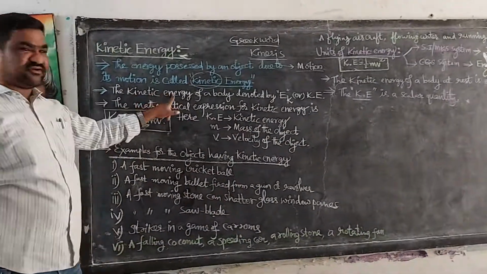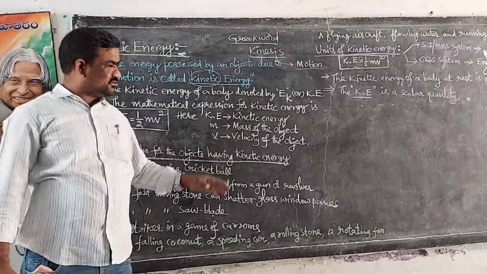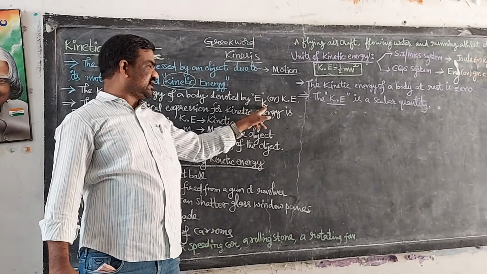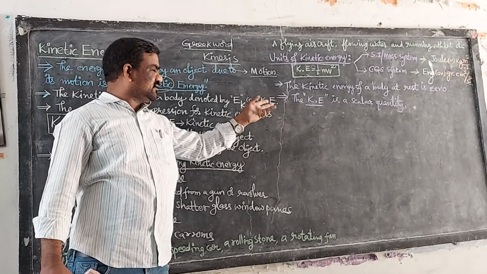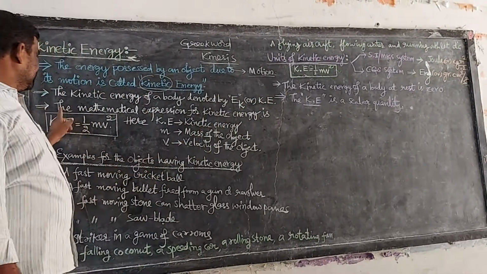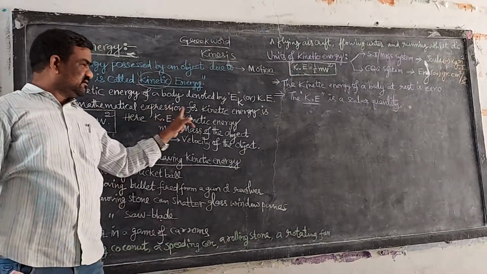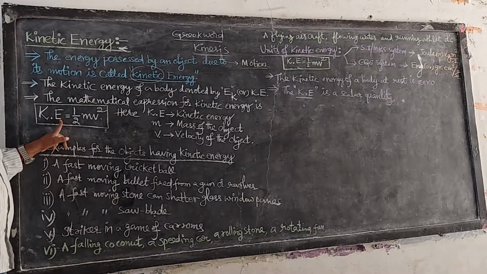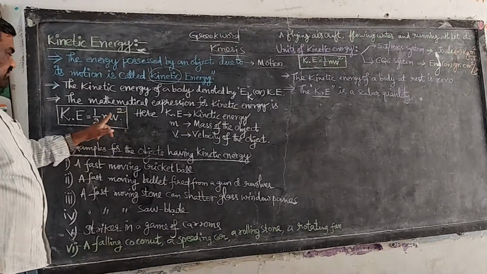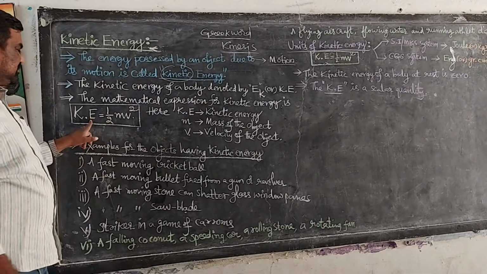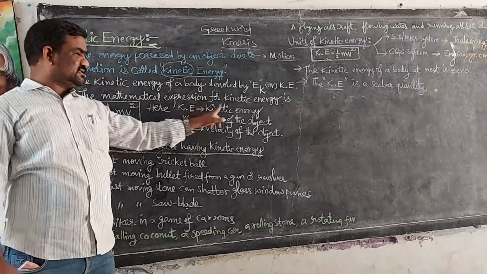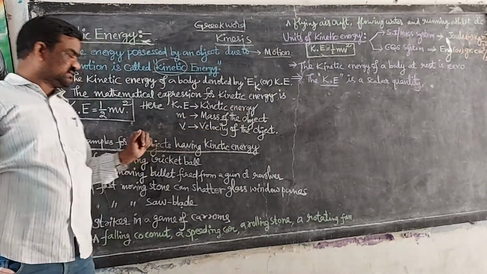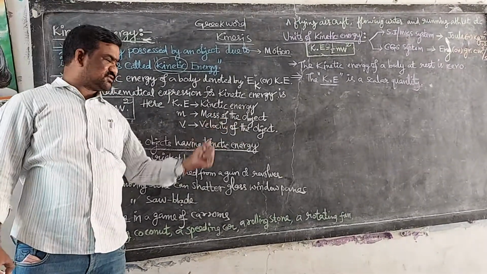The kinetic energy of a body is denoted by EK or KE. EK means energy, that is kinetic energy. So KE is nothing but kinetic energy. The mathematical expression for kinetic energy is KE equals half mv square, or mv square by 2. In this expression, KE is kinetic energy, where m is the mass of the object, v is the velocity of the object.